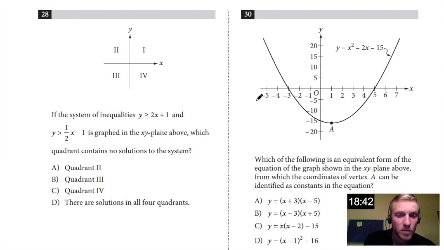Okay. 28. Okay, the system of inequalities, y is greater than 2x plus 1 and y is greater than 1 half x minus 1 is graphed on the xy plane above. Which quadrant contains no solution? So we can find the solution to the system of inequalities by graphing. So let's graph our first equation. Here, we have a y-intercept of 1 and 2x. So in other words, when x is equal to 1, we're going to have 2 times 1 plus 1 is going to be 3.